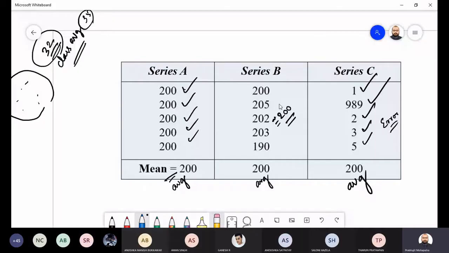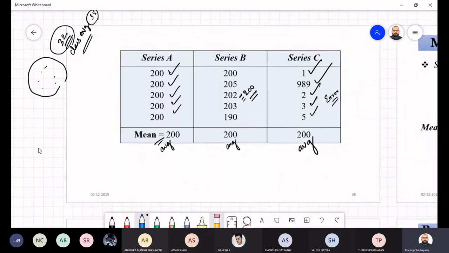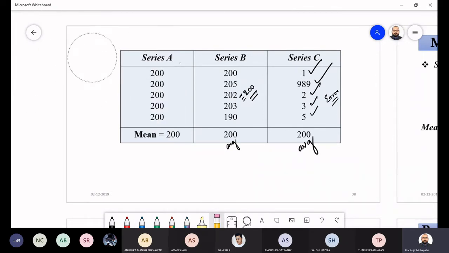Okay, so this example we were discussing in last class. Here what you are observing is that the mean is the same, and we were discussing how to check the variance, how to check the deviations. So here what is important is the deviation. Although you are having the same mean, the deviation is there.